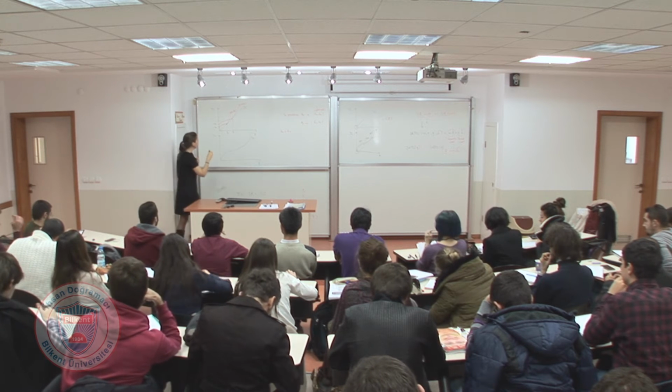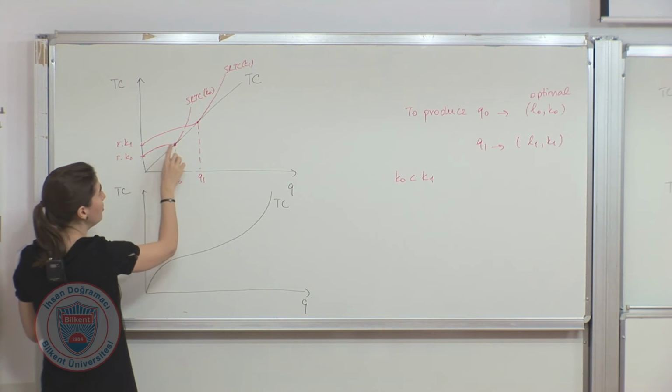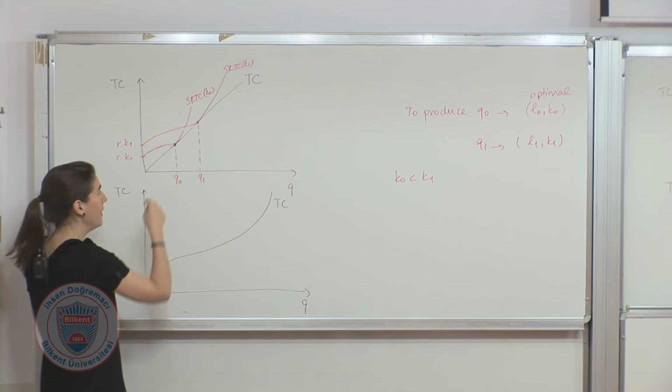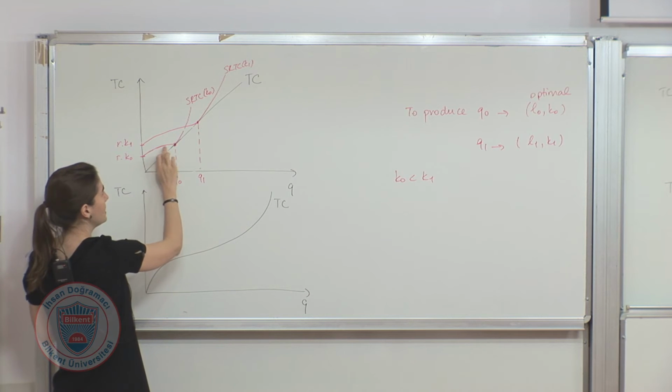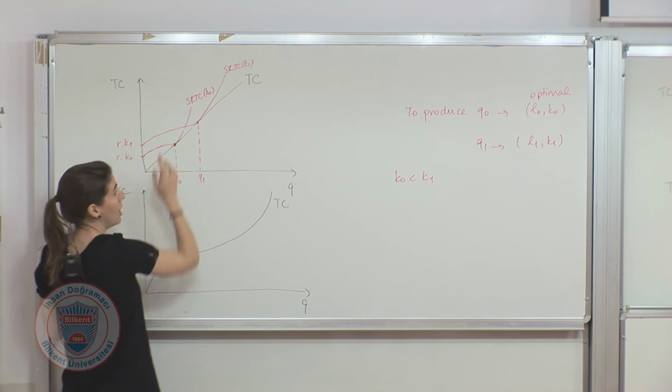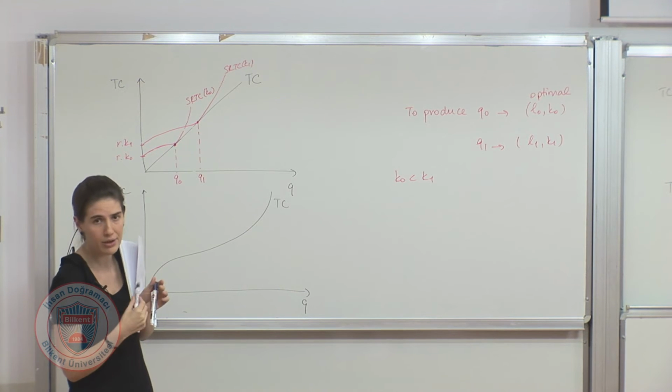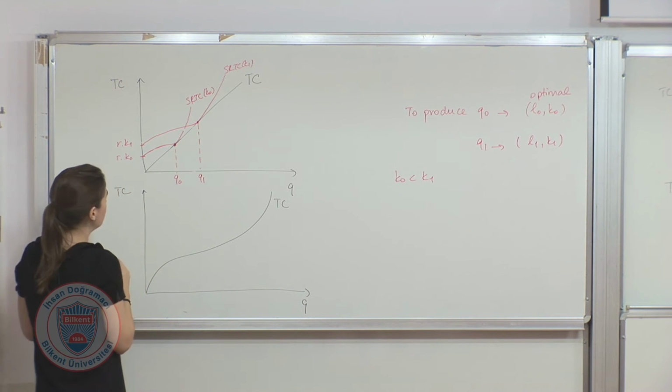And that is the reason, because you are moving away from the optimum, okay? So that's why here the costs are increasing at an increasing rate, and here costs are increasing at a decreasing rate, okay? So this is basically the case.